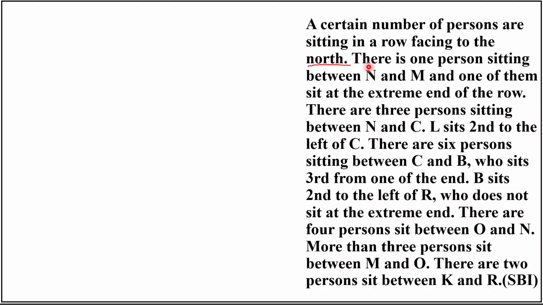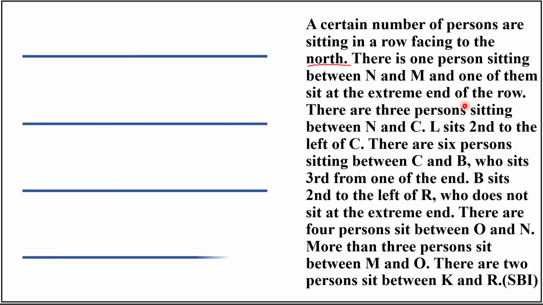Let's proceed. There is one person sitting between N and M, and one of them sits at the extreme end of the row. From one of them who sits at the extreme end of the row means either N or M sits at the extreme end of the row, and that end can be either left end or right end. So there are four possibilities. Let's draw our first four lines, then I'll show you the four possibilities.